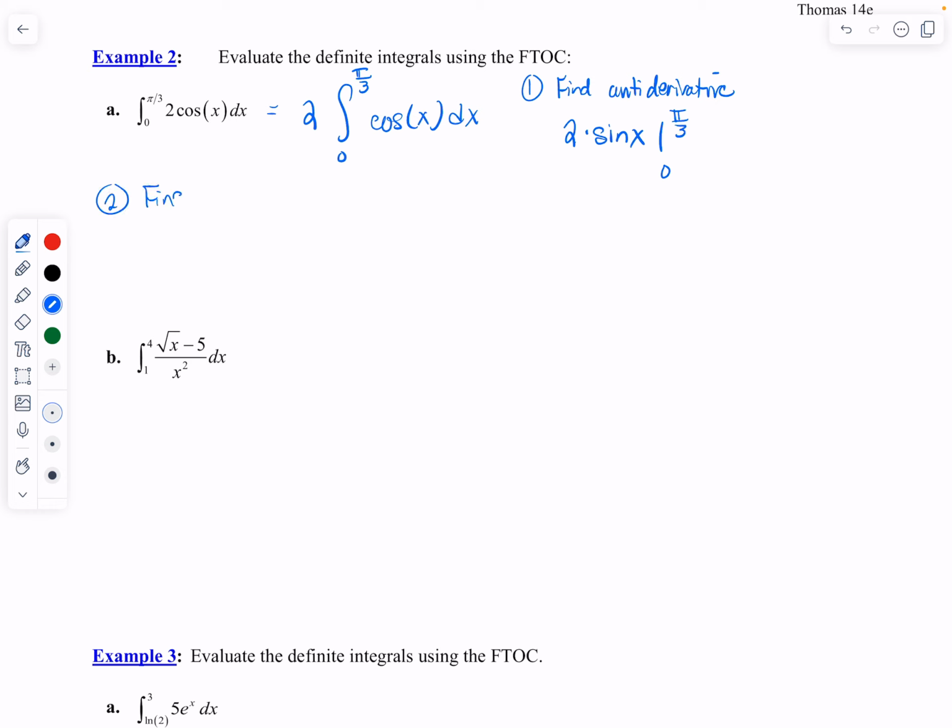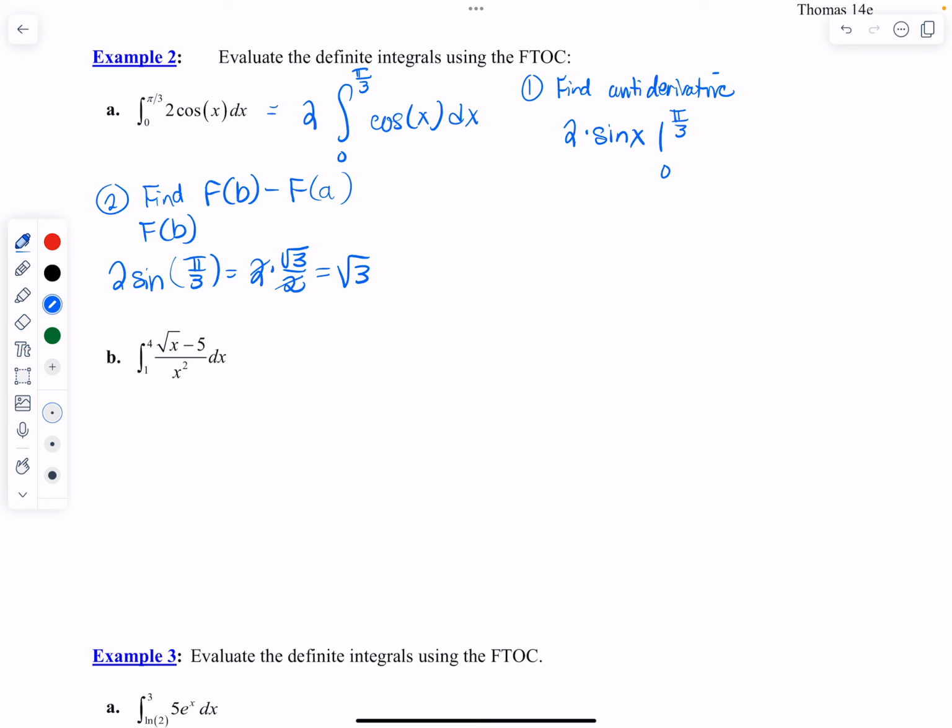Find F at b, which is the upper limit, minus F at a, which is the lower limit. So F at b, I'm going to work on that first. So 2 times sine of pi over 3. Pi over 3 is 60 degrees. So it's 2 times radical 3 over 2. You'll see those 2's cancel, and I get just radical 3.